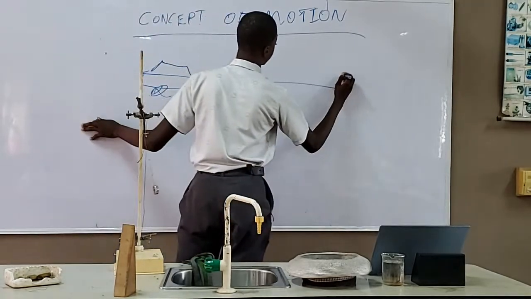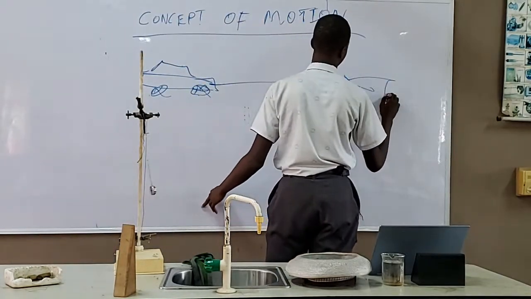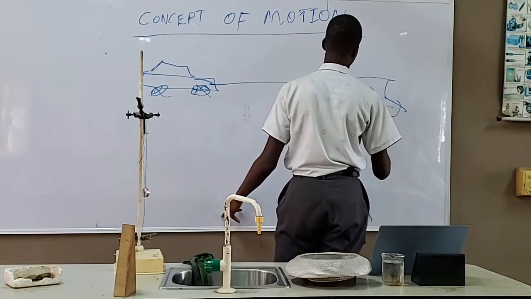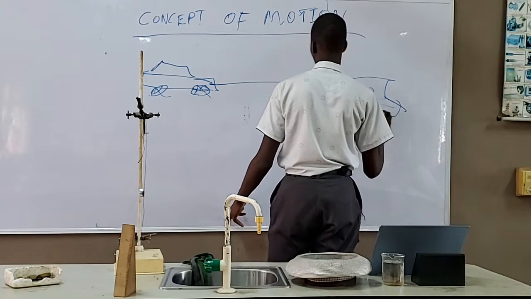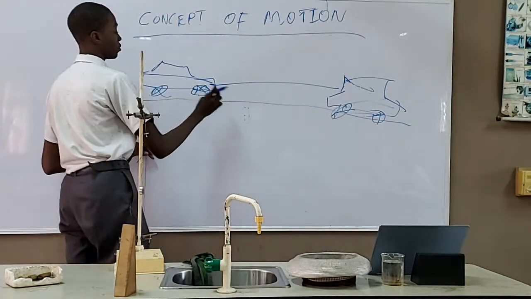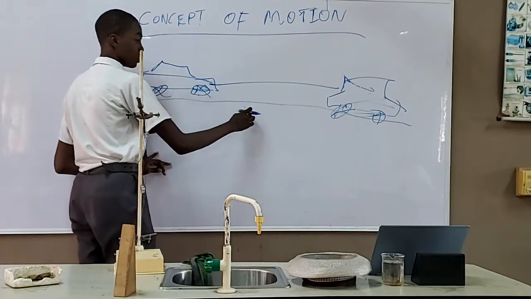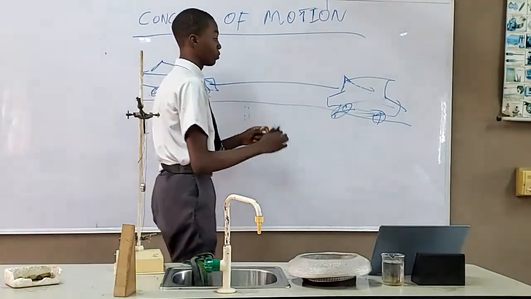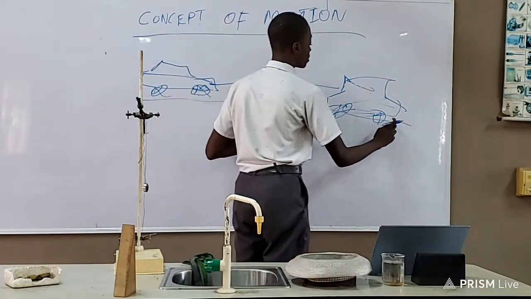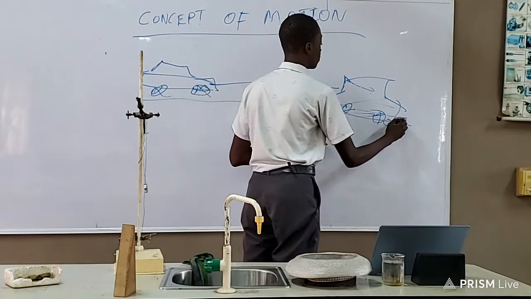So if a car is moving in a straight line, unless the car hits something or turns, the car will continue in a straight line until an object stops it, maybe it bumps the road.